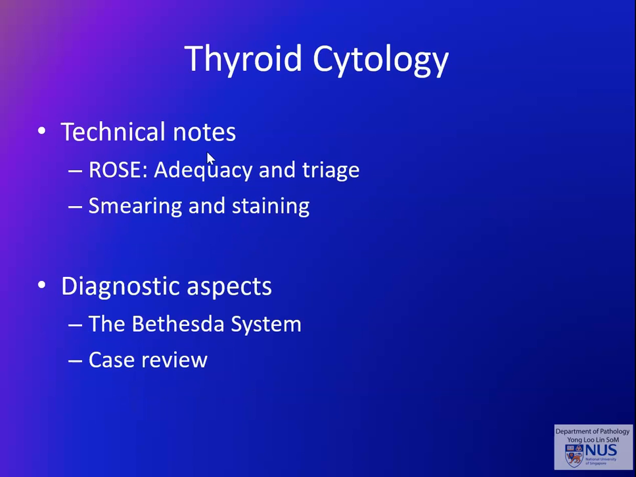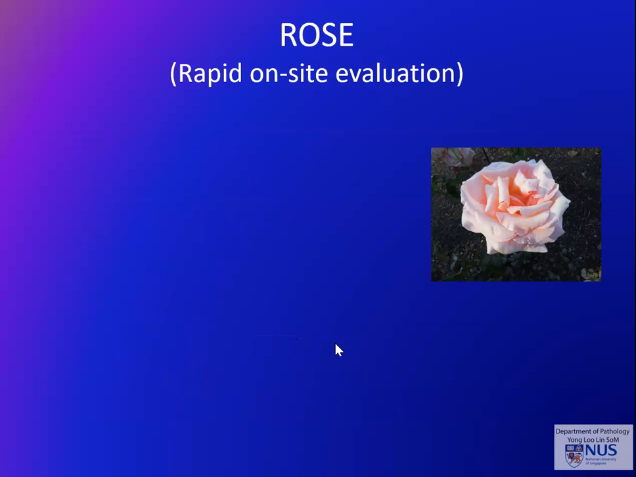So we're going to look at some technical notes in terms of adequacy, specimen triage, and processing. And then after that, we will look at some diagnostic aspects, specifically looking at the Bethesda system for reporting thyroid cytopathology, and just very briefly looking at a few cases.